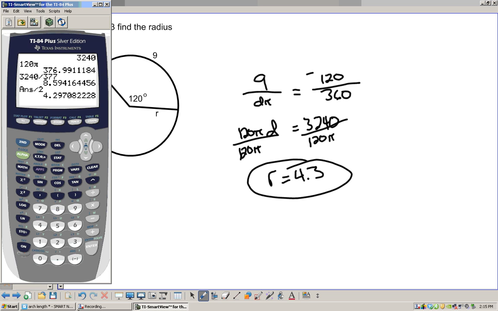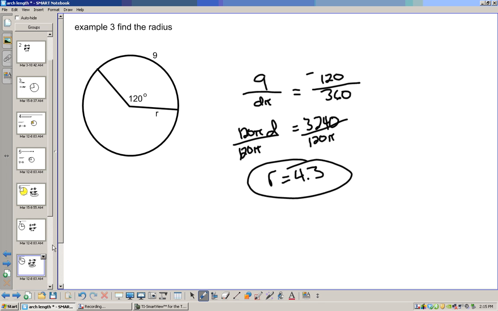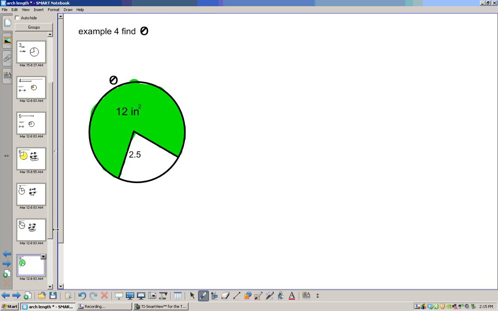All right, let's look at another one. We're going to set up our ratio. This time it's asking us to find the degrees of this. The total is always 360. That'll always go there. The area of part of this circle is 12. And the area of the entire thing, remember area is pi r squared, so I'd have pi 2.5 squared.